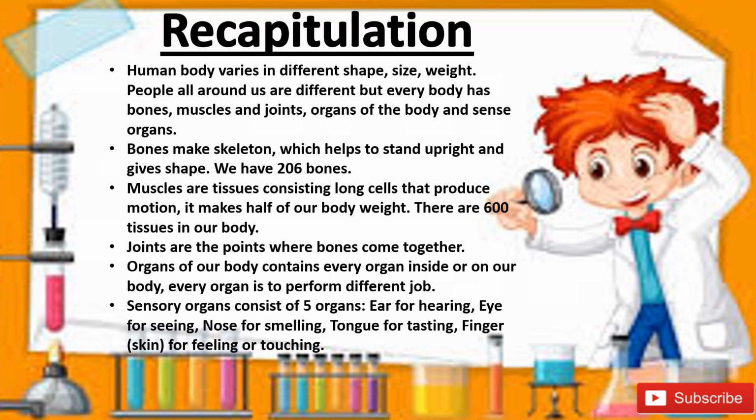First, we learned that the human body varies in shape, size, and weight, and people all around us are different, but everybody has bones, muscles and joints, organs of the body, and sense organs. After that, we learned bones make the skeleton which helps us stand upright and gives shape, and we all have 206 bones.